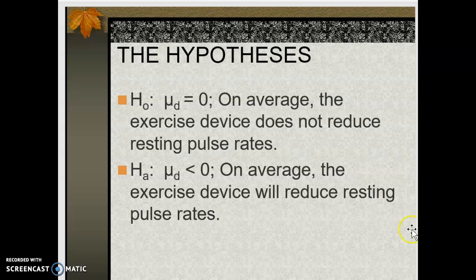So again, pay attention to the direction. The sign here: we're looking for the mean of the differences to be less than 0, meaning that the pulse rates went down. Okay, so when we're creating our new list 3, we want to make sure that we're creating it in a way that matches this alternate hypothesis.